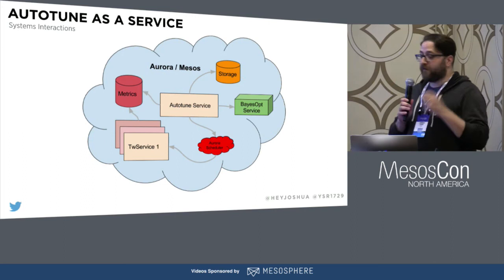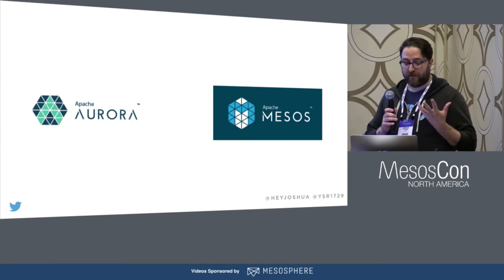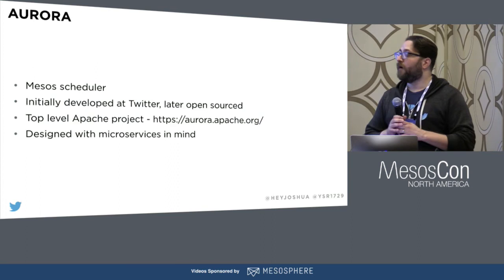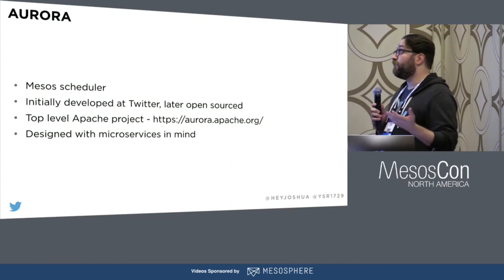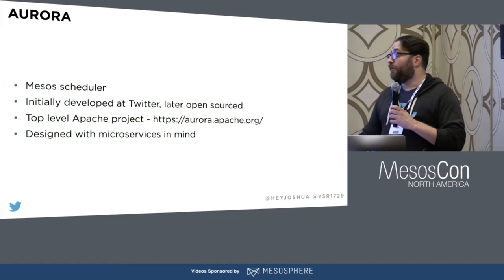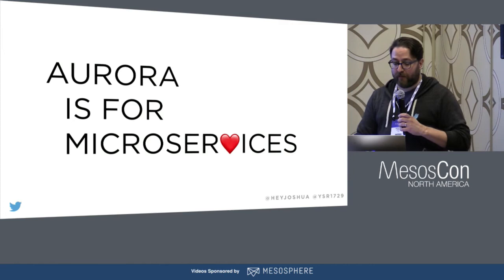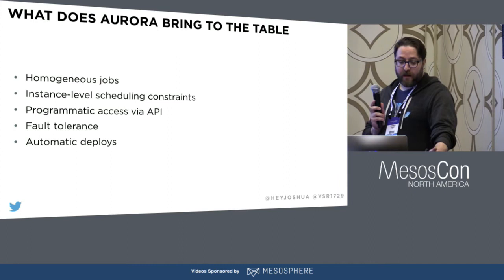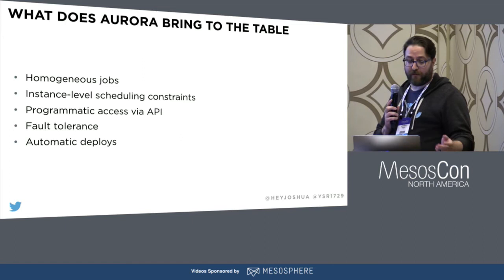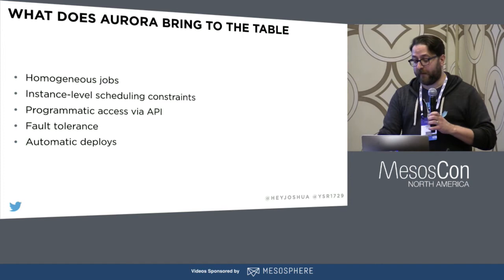This is just a brief systems diagram, which isn't super interesting. So let's talk about how Aurora and Mesos actually help us to build this auto-tune service. I assume everyone's familiar with Mesos. For those who are not super familiar with Aurora, it's a Mesos scheduler, initially developed at Twitter, later open sourced as an Apache project. It was designed for microservices. So what does Aurora bring to the table that lets us build this system? It's got homogeneous jobs, instance level scheduling constraints, programmatic access via the API, fault tolerance, automated deploys. These are all things that make it easy to build our auto-tune service on top of Aurora and Mesos.